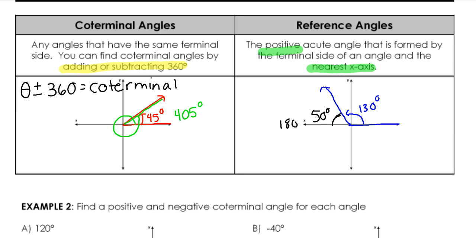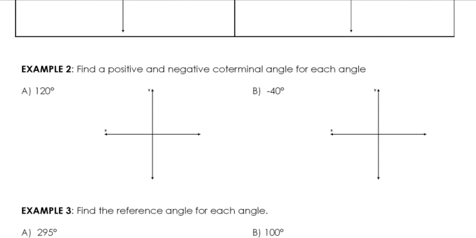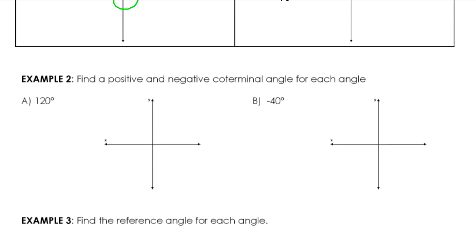So let's look at these examples. So the first two are finding positive and negative coterminal angles for each one. So this first one is a 120-degree angle. So I'm going to start by sketching that initial angle. So here's, let's see, 120 is about there. So there's my initial angle of 120. So that would be our theta.